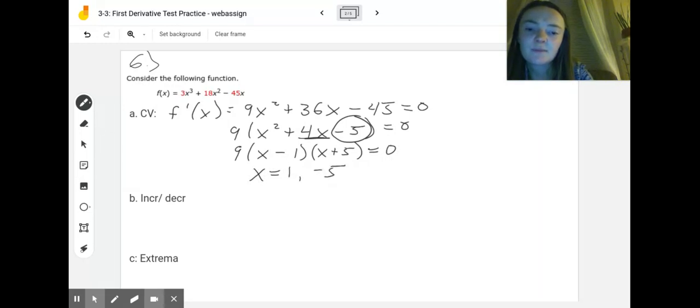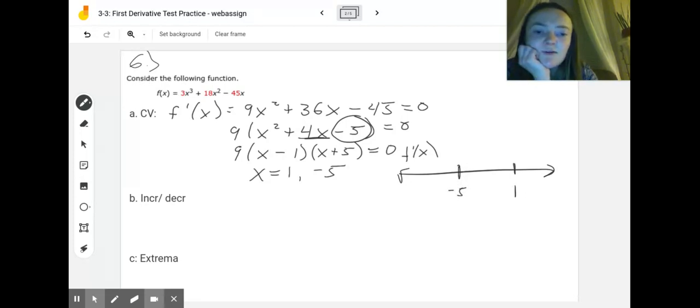All right, so let's go ahead and create a first derivative test. Let's go ahead and create this number line. So we have f prime of x. Let's go ahead and put in our critical values. So negative 5 and 1. If I plug in a number to the first derivative that is less than negative 5, so like negative 10. Negative 10 minus 1 is negative 11. Negative 10 plus 5 is negative 5. A negative times a negative is a positive, so that's positive.